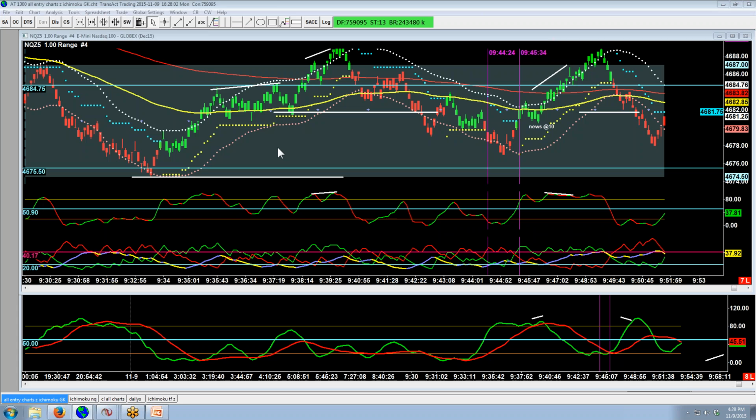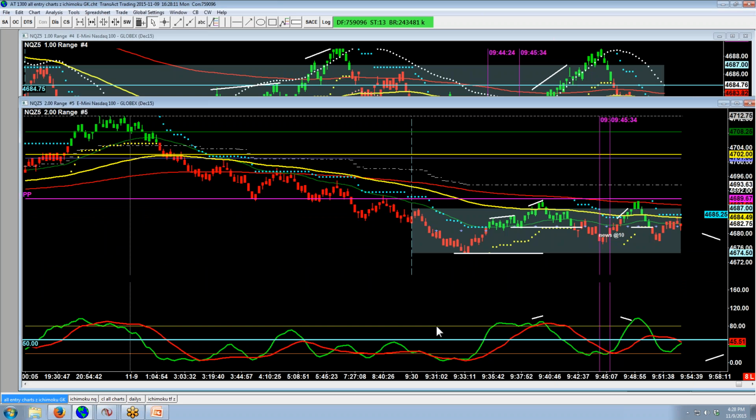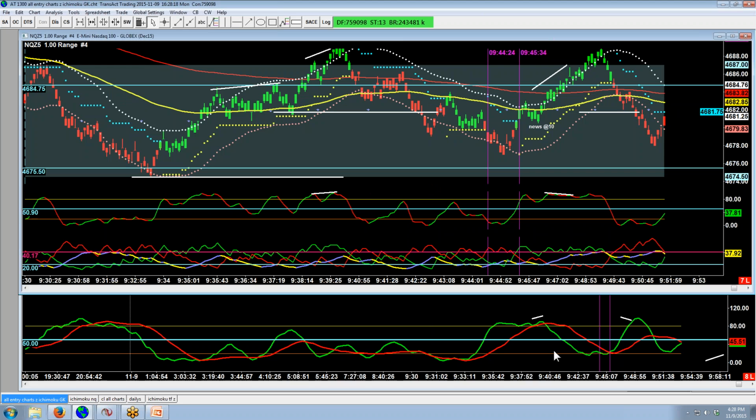So this is the NQ for today. And on the top here I have a 4-range chart. That's what I like to take entries off of. And on the bottom I've got the 8-range. All I'm doing is just showing the 2 double stochastics. I don't need to show the whole entire price action. So I'm just going to show you the double stochastic here.